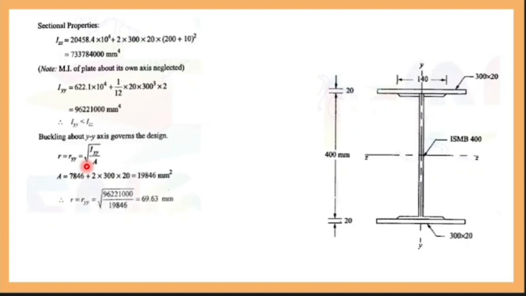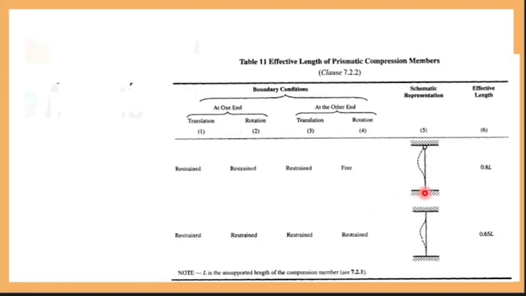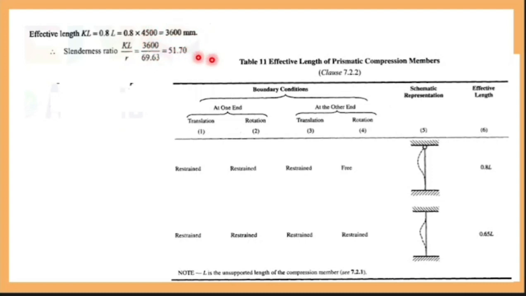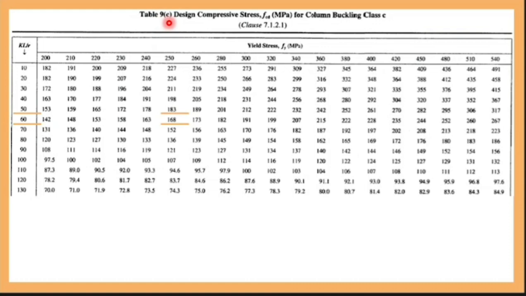Now that you have the R value, one end is fixed and the other end is hinged. This is your case. For that, your effective length will be 0.8 times 4,500, which is 3,600 mm. Now the KL by R ratio is 51.79. See in your code book, this is for buckling class C. Your value is 51, so it comes under 50 to 60.